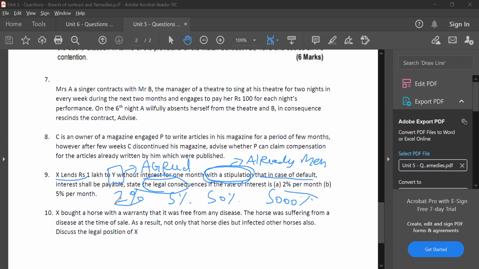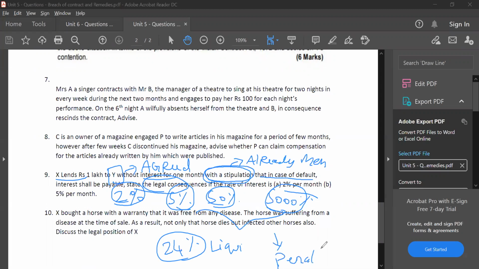However, 2% per month will become 24% annually, which is nothing but like liquidated damages. But 5%, 50% or 5,000% will be in the nature of penalty. It will still be paid because it is agreed over here. It is only that the nature is different. The first case, 2%, will be liquidated damages. The second case will be penalty. Hope you all understood that.